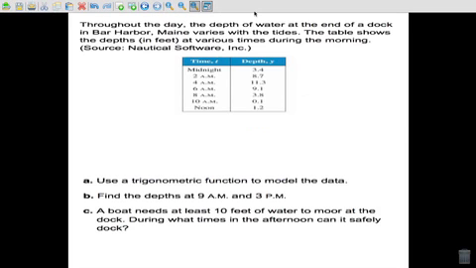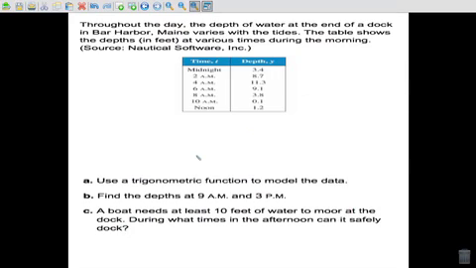So then this is your before class problem. It says, throughout the day, the depth of the water at the end of a dock in Bar Harbor, Maine, varies with the tides. The table shows the depths in feet at various times during the morning. So they gave you your table.